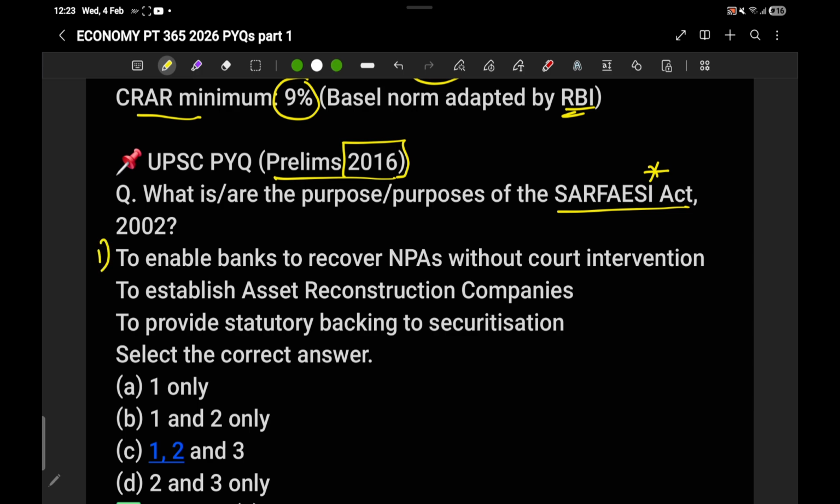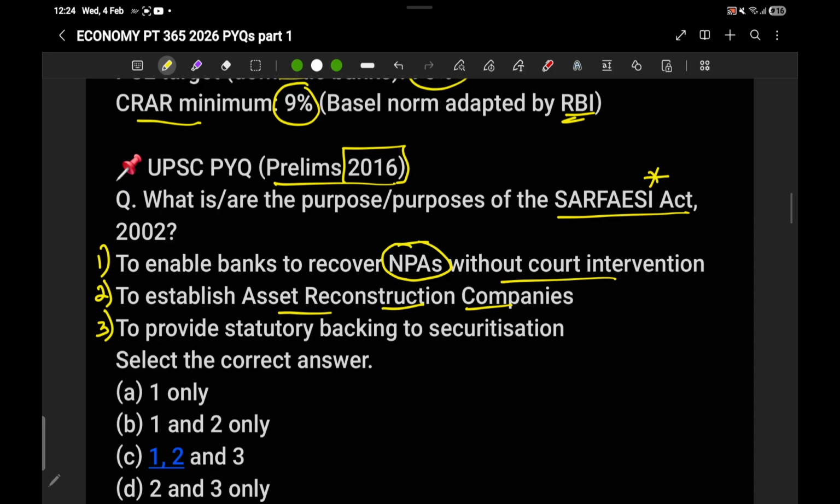First statement, to enable banks to recover NPAs without court intervention. So court intervention is not there, so we can recover NPAs without it. The first statement is explaining. Second, to establish asset reconstruction companies. Third statement, to provide statutory backing to securitization. So take a pause. So shall we solve it?